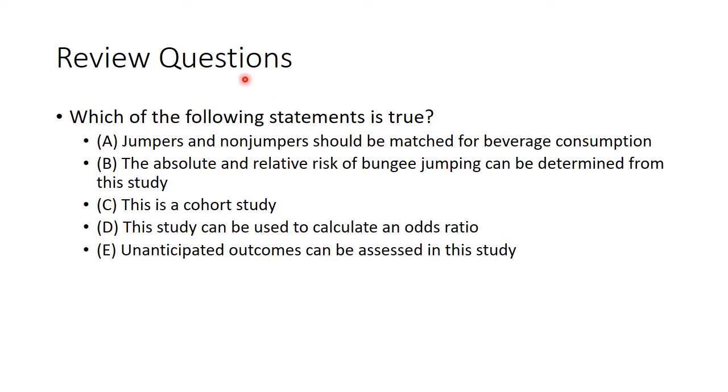So which of the following statements do you think is true here? Do you think jumpers and non-jumpers should be matched for their beverage consumption? Do you think the absolute and relative risk of bungee jumping can be determined from the study? Do you think this is a cohort study? The study can be used to calculate an odds ratio, or unanticipated outcomes can be assessed in the study.